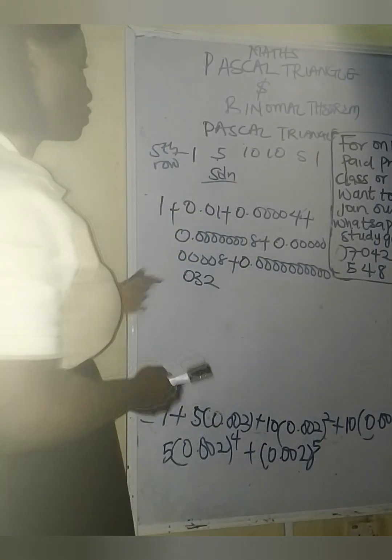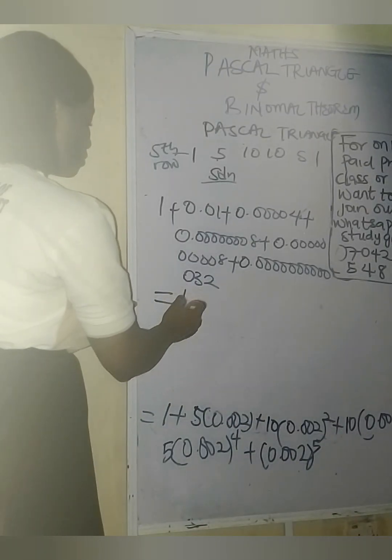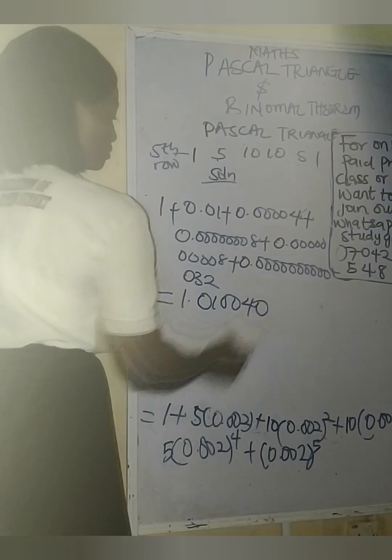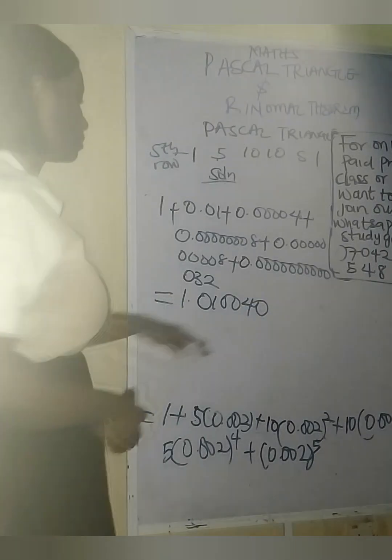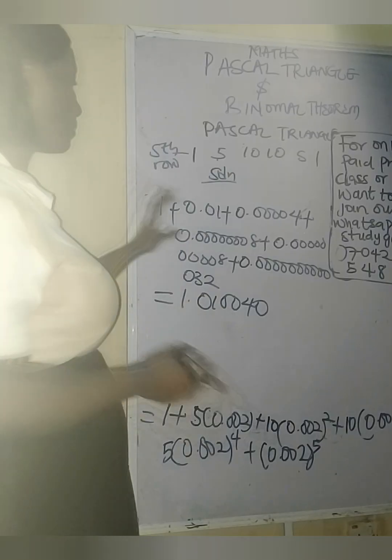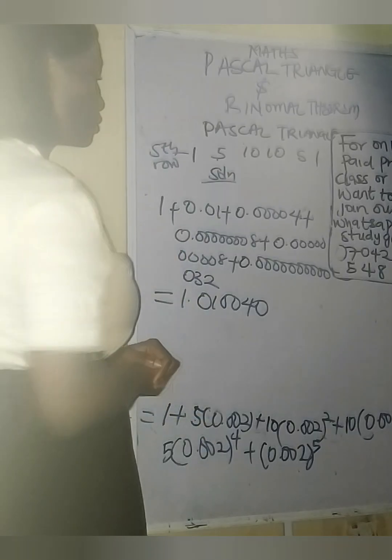So now let's add up everything. So when we add up everything, this will be our answer: 1.010401. So this is our answer. So you can try it at home. You can add up everything, and definitely you are going to get this. So thank you so much.